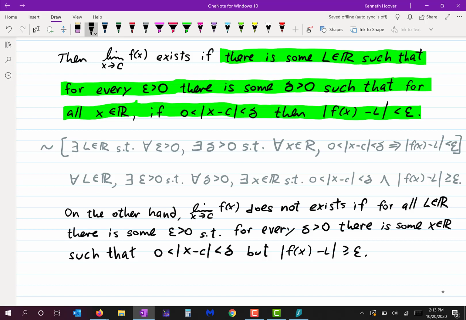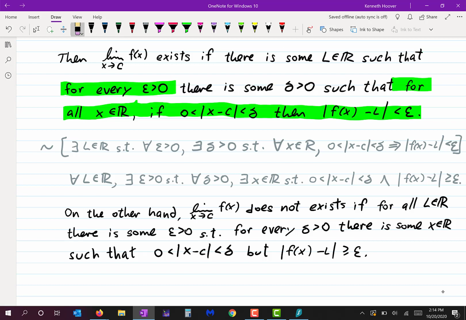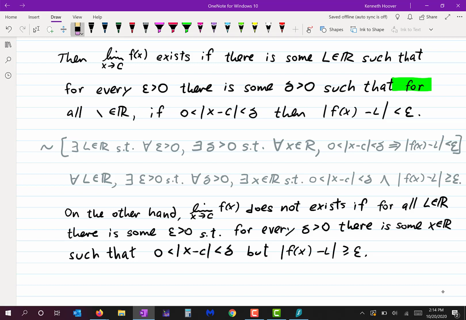And there you go. This is what it means to say that a limit exists. This is what it means to say that a limit doesn't exist. Okay, that's it for today then.